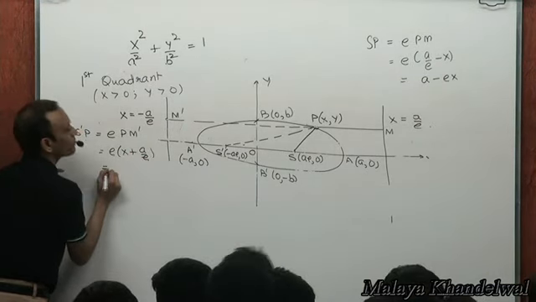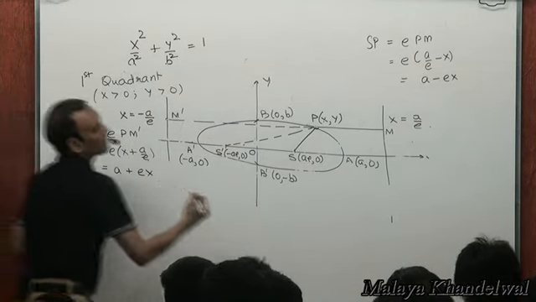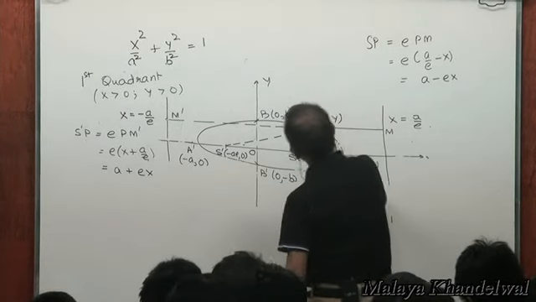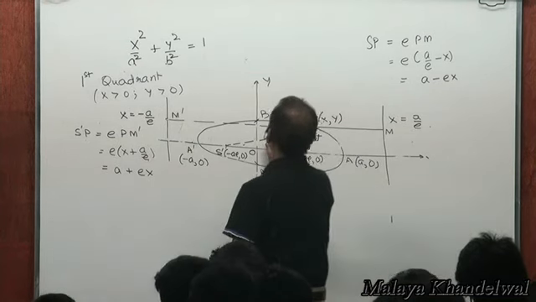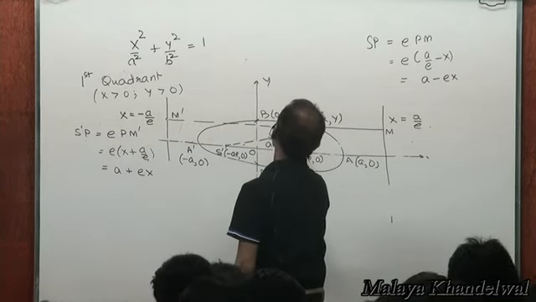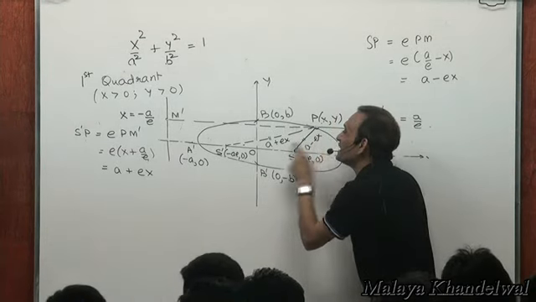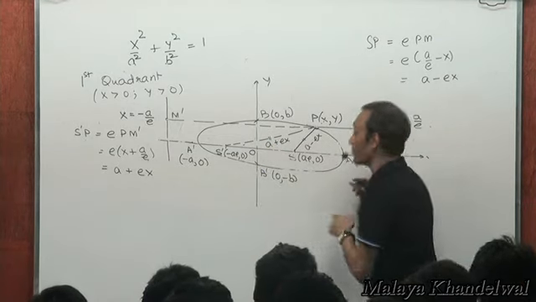That means distance from this focus is going to be A plus EX. So distance of XY from this focus is A minus EX. This is A minus EX. And distance from this focus is going to be A plus EX. And you could have obtained this from this by replacing E by minus E. So A plus EX and A minus EX, right?